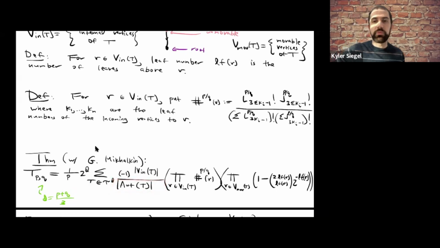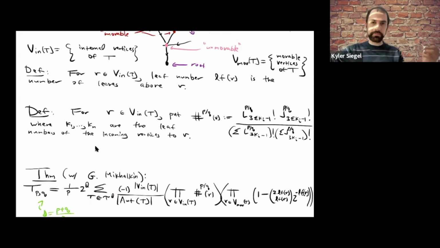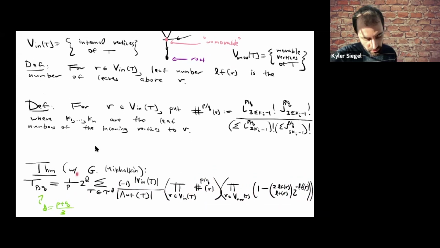T is the number of automorphisms of a given tree. So given a tree, you can talk about its automorphisms. And then it involves these expressions, number P over Q V. So you take a product of some coefficients for all internal vertices, and then you also take a product for all the movable vertices of some expression like this, which involves 2 leaf number V choose leaf number V, and this is 2 to the minus leaf number V, and so on. And so overall, you'll get 1 term for each tree with D leaves.